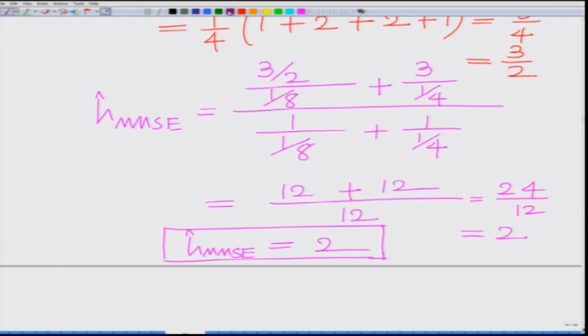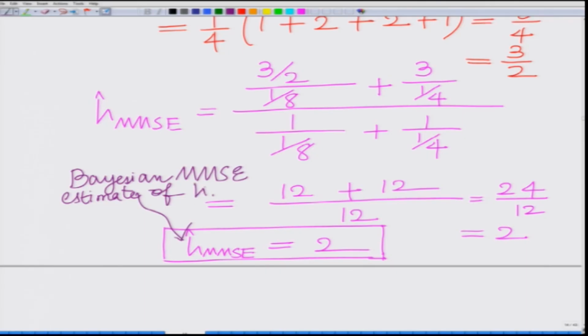Let me just write that again. This is the Bayesian MMSE estimate of the parameter H.